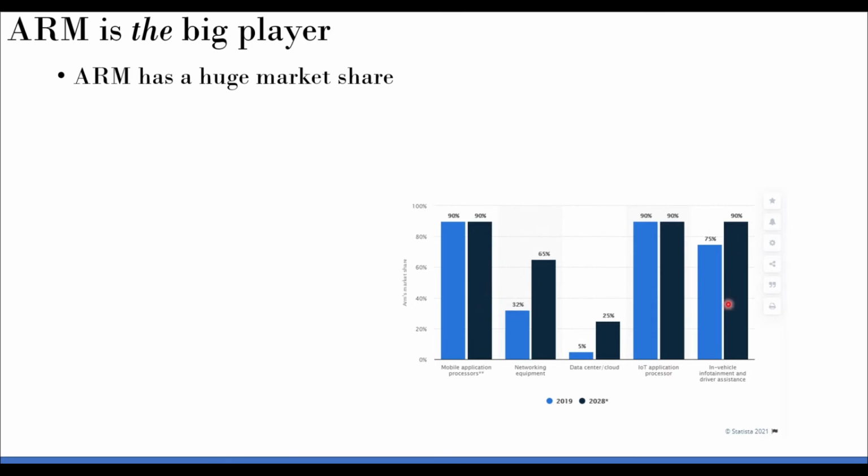And in vehicles, that is one area which they are dominating already. In-vehicle infotainment and driver assistance is a huge electronics area nowadays. In fact, with electric cars, you can say it's completely dominated by electrical and electronics engineers. A car is a mechanical device dominated by electrical people. It's amazing to see that. So 75% is already dominated by ARM, and they are expecting it to be 90% by 2028. It's not very far, the prediction. Let's see whether it happens or not.